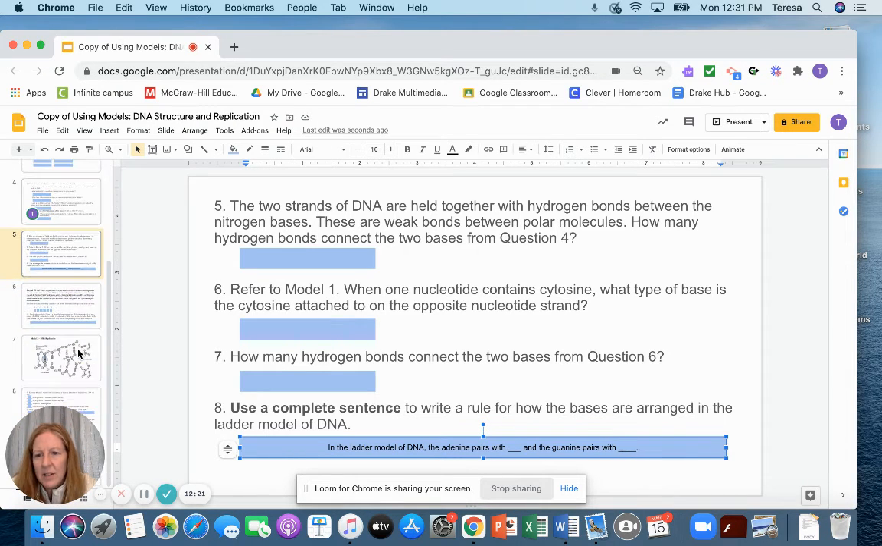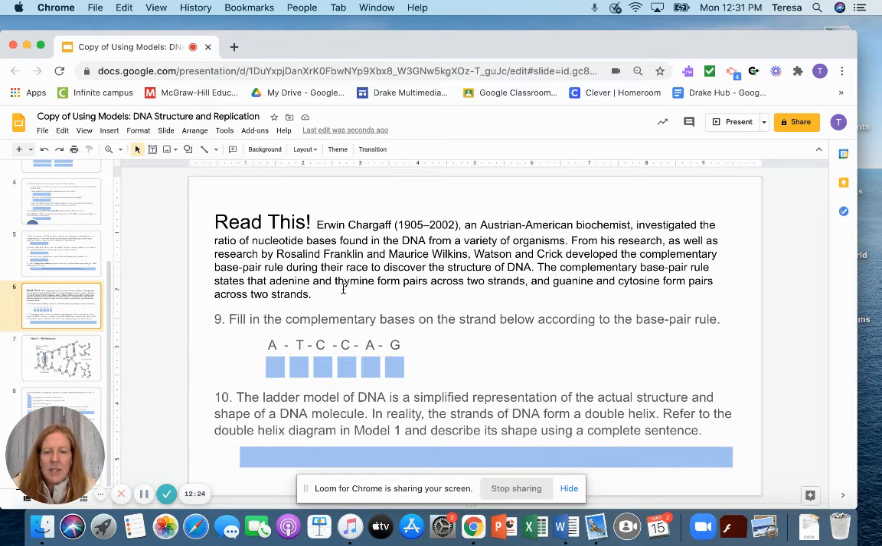Okay, then we are moving on to slide number 6. Okay, it says, read this. Erwin Chargaff, an Austrian-American chemist, investigated the ratio of nucleotide bases found in the DNA from a variety of organisms. From his research, as well as the research of Rosalind Franklin, Maurice Wilkins, Watson, and Crick, developed the complementary base pair rule during their race to discover the structure of DNA. The complementary base pair rule states that adenine and thymine form pairs across the two strands, and guanine and cytosine form pairs. Okay, so if we use that information, we are going to fill out what are the complementary bases.